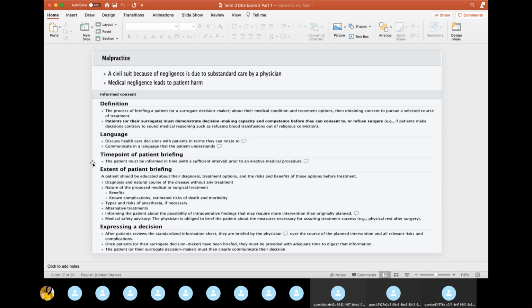Informed consent. What constitutes informed consent? There's a lot, actually. First, the language. Make sure that the patient understands the language. The timeline. Make sure that before performing a procedure on an elective surgery, they must be informed with a sufficient time interval. Now you need to tell them everything: diagnosis, treatment options, risks, and benefits. And then make sure that you give time for the patient to ask questions, right? And once the patients have been briefed, they must be provided with adequate time to digest that information. And then in the end, you need to accept the patient's decision if they're going to accept or not the intervention that you're proposing.